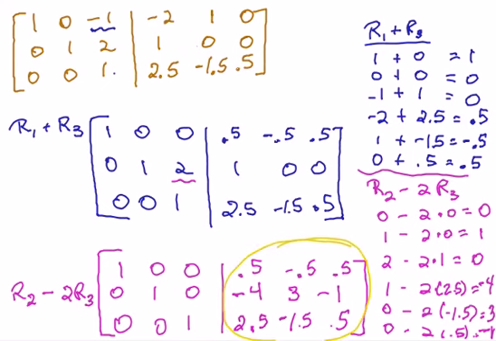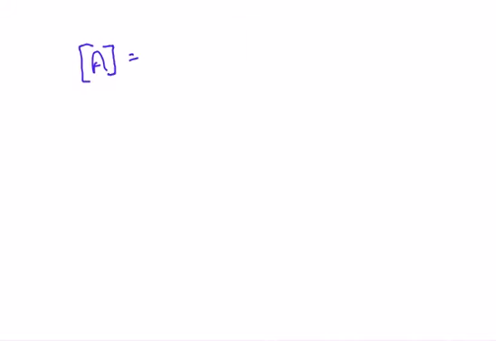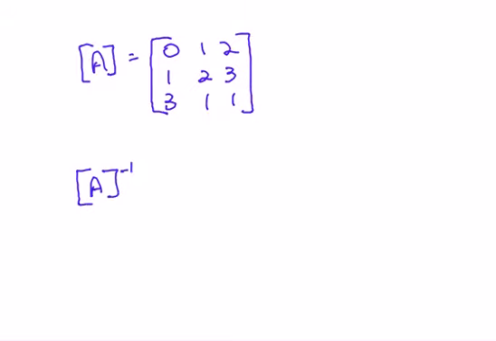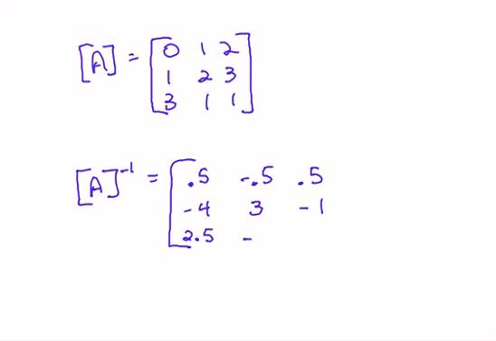And so we have our identity matrix. This part is our identity matrix. What this means is that if we have matrix A equal to 0, 1, 2, 1, 2, 3, 3, 1, 1, then the inverse, A inverse, is equal to 0.5, negative 0.5, 0.5, negative 4, 3, negative 1, and 2.5, negative 1.5, 0.5.